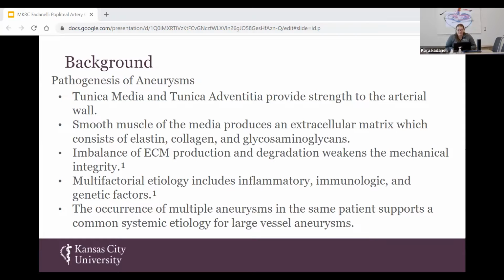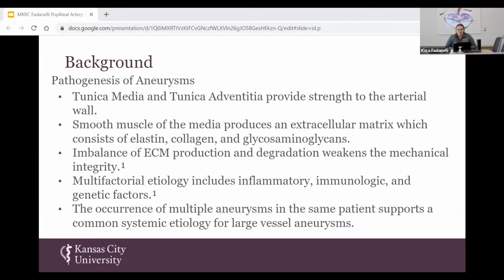In the tunica media and tunica adventitia, that's going to provide the strength for our wall. And it's the smooth muscle inside of that media that's going to produce the extracellular matrix that consists of the elastin, the collagen, and the glycosaminoglycans. So when the ECM production and degradation is in an imbalance, that's going to weaken the mechanical integrity. And that can be due to multiple factors: immunologic, genetic factors, inflammatory.